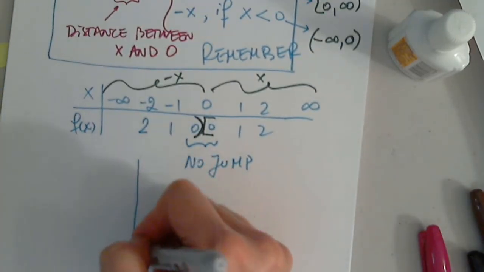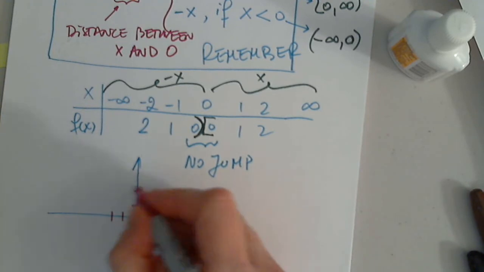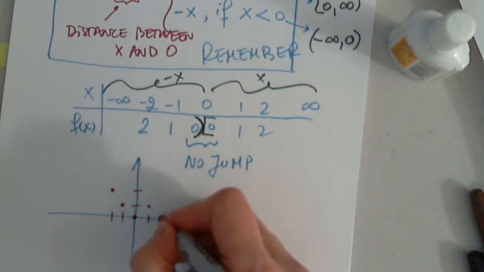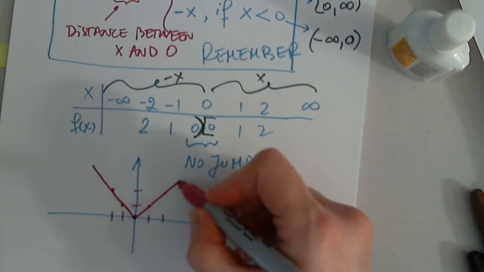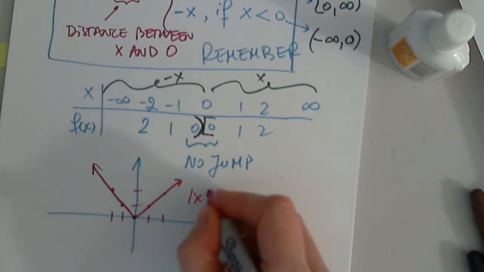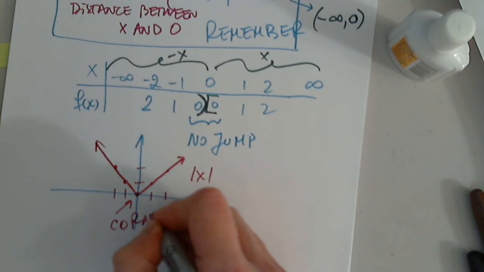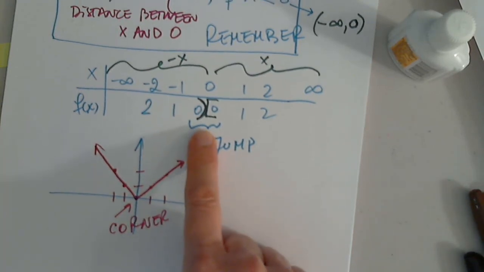So when we graph the function, of course, -2, 2, and -1, 1, and 0, 0, and we know it's a V function. We graphed it, and this is the simplest one. So this is the absolute value of x. And this is called a corner. We're going to talk about what happens there later. So this is another example of a piecewise defined function, but with no jump.